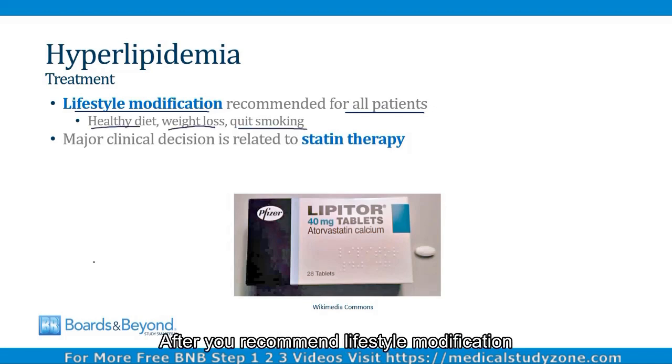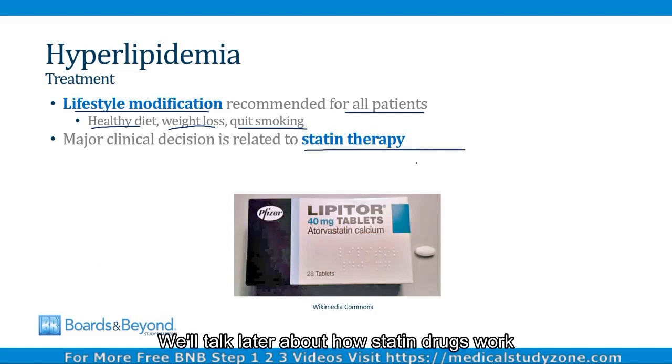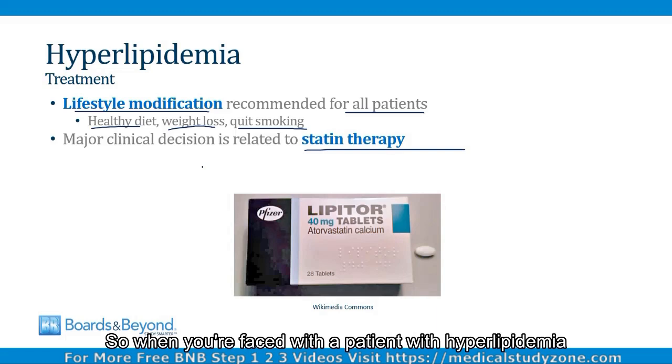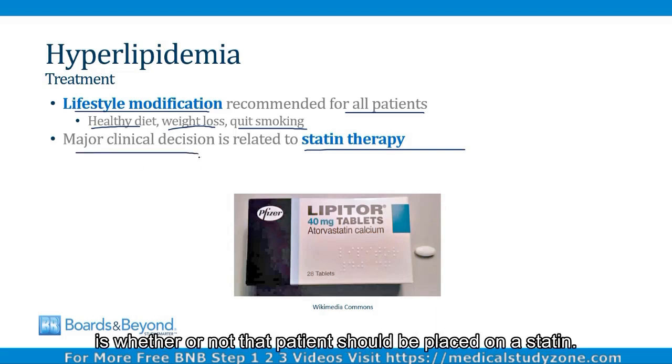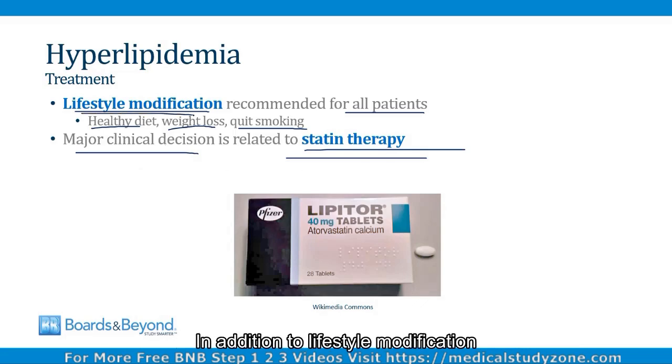After you recommend lifestyle modification, the next major clinical decision you have to make when treating a patient with hyperlipidemia is whether or not to prescribe a statin drug. We'll talk later about how statin drugs work, but for now just know that they are the most effective treatment we have for hyperlipidemia, and there's lots of evidence that statins reduce the risk of cardiovascular disease. So when you're faced with a patient with hyperlipidemia, the major decision you have to make is whether or not that patient should be placed on a statin in addition to lifestyle modification, which you recommend to all patients.